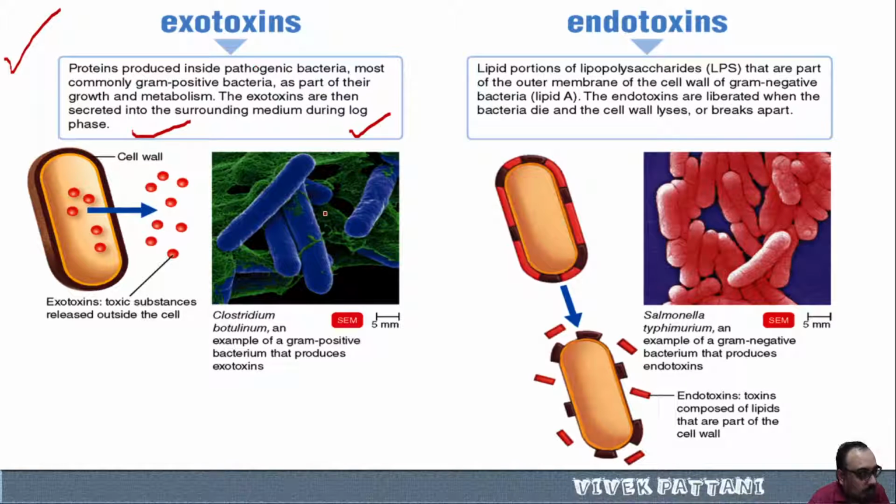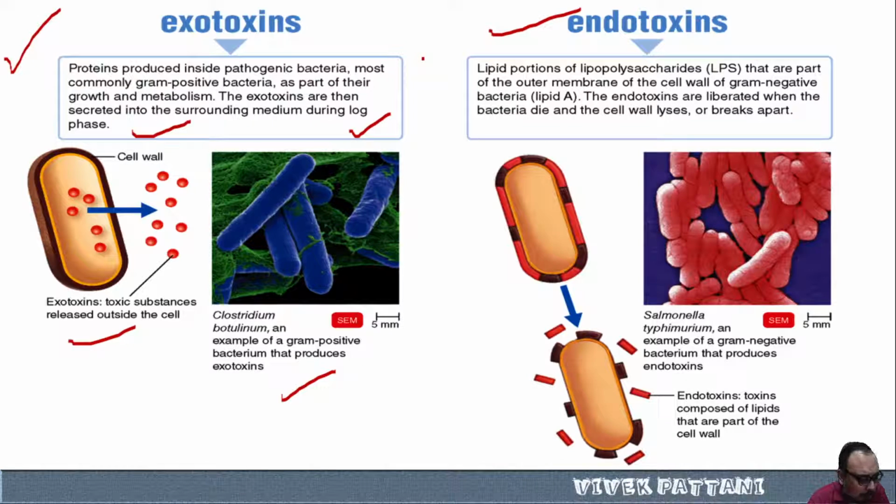Okay, now comes the photograph given here. It's just a diagram where you can see exotoxins are released outside the cell. Another example of a bacterium able to produce an exotoxin is Clostridium botulinum. Now comes the endotoxins. What are they?